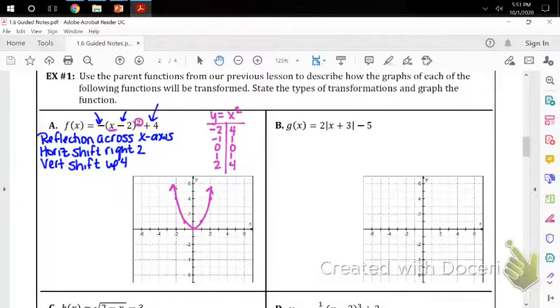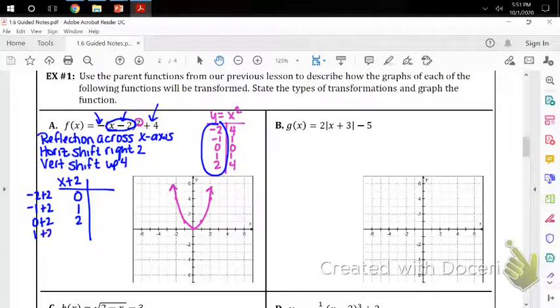Now let's go do that transformation function. So do I have anything that is going to affect my x's? Well, is there anything inside with x? There is. It says x minus 2. But remember, x does the opposite, so we're not really going to subtract 2, we're going to add 2. So I'm going to take all of these x values over here, and I'm going to add 2 to each one of them. So negative 2 plus 2, negative 1 plus 2, 0 plus 2, 1 plus 2, and 2 plus 2.